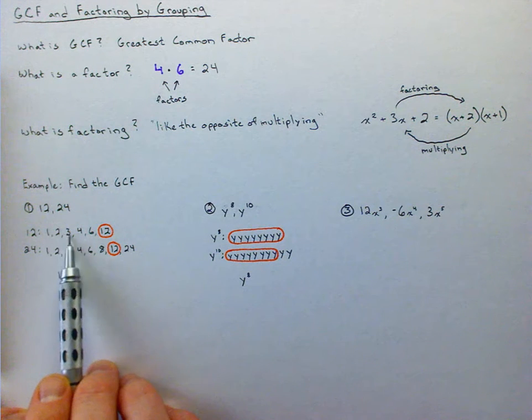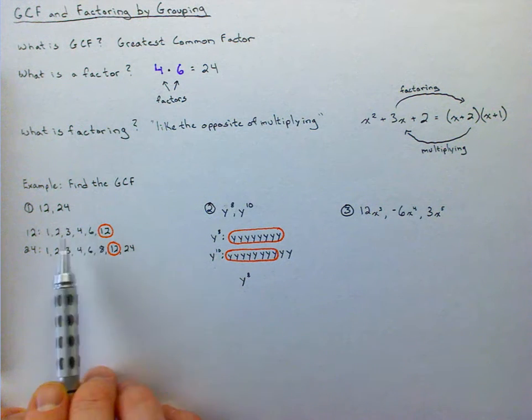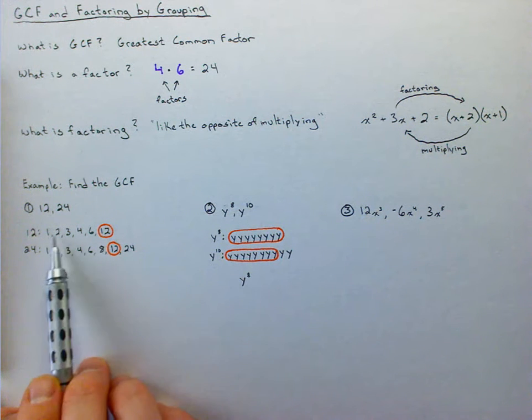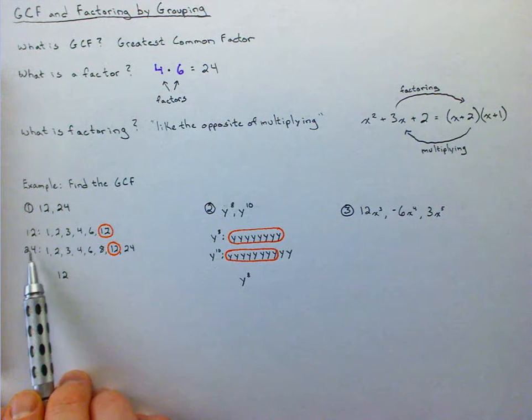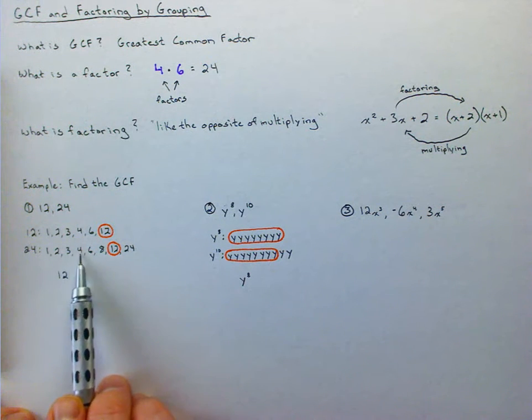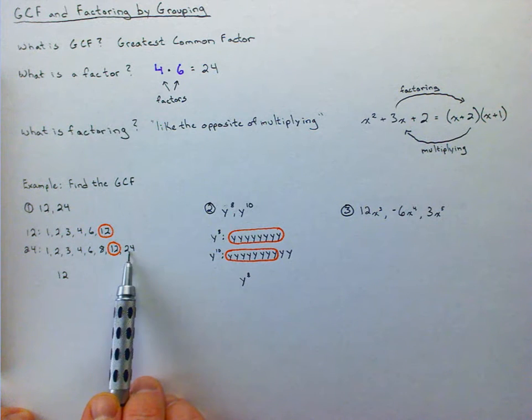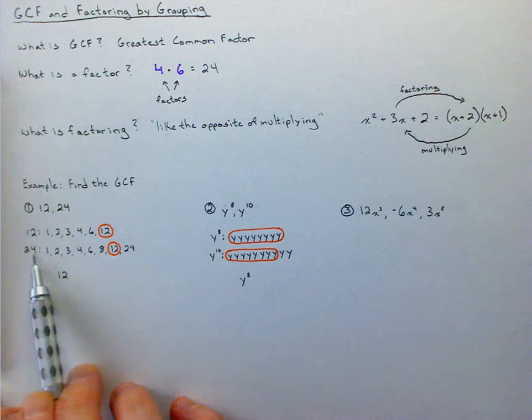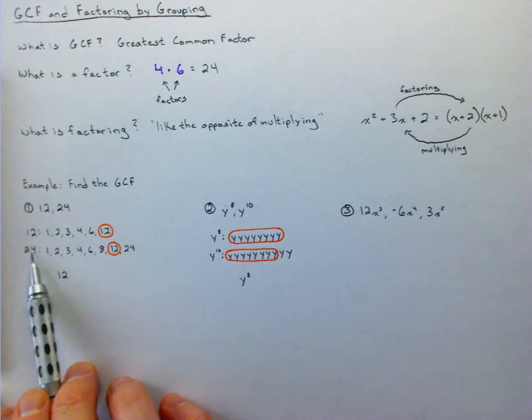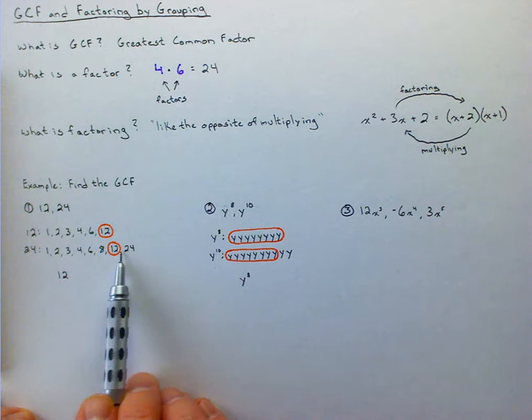1, 2, 3, 4, 6, and 12 are all factors of 12. 1 times 12, 2 times 6, 3 times 4. All of those will give you a product of 12. And then you do the same for 24: 1, 2, 3, 4, 6, 8, 12, 24. Because 1 times 24 is 24, 2 times 12 is 24, 3 times 8 is 24, 4 times 6 is 24. Those are all the factors of 24.